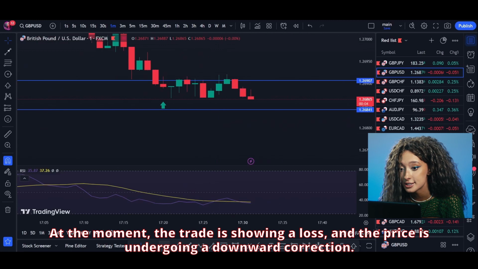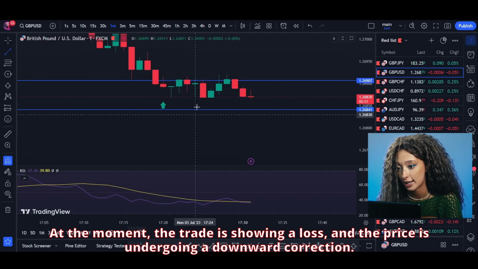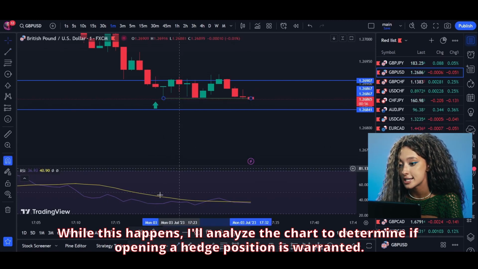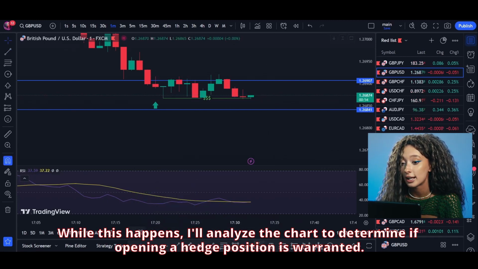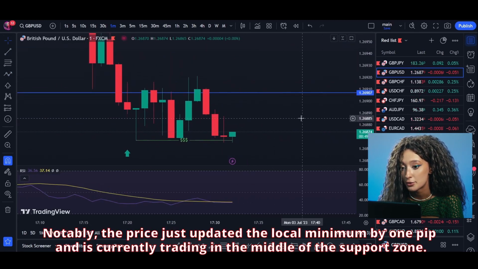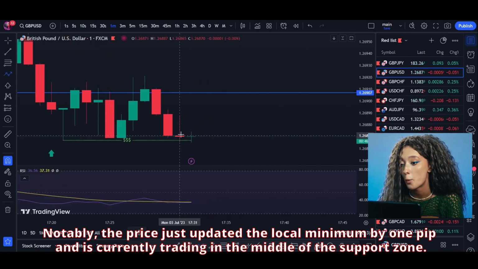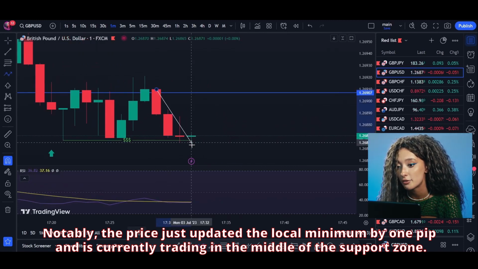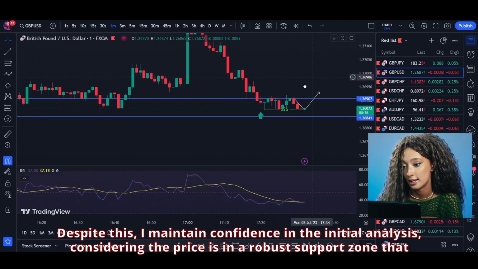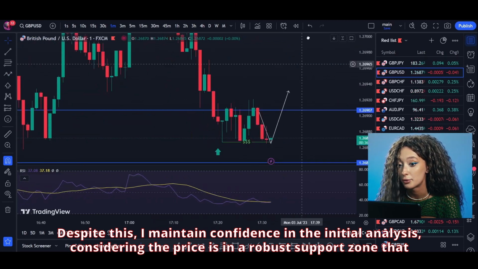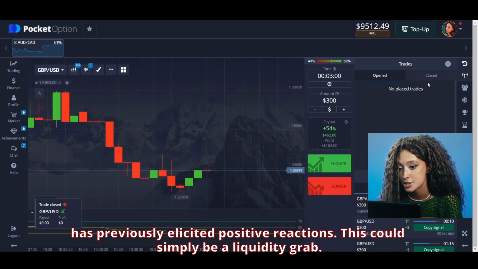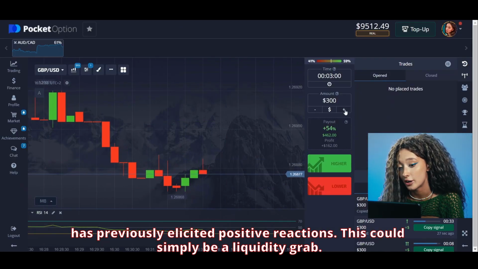At the moment, the trade is showing a loss, and the price is undergoing a downward correction. While this happens, I will analyze the charts to determine if opening an additional position is worthwhile. Notably, the price just updated the local minimum by 1 pip and is currently trading in the middle of the support zone. Despite this, I maintain confidence in the initial analysis. It is a robust zone that previously produced a positive reaction, so this could simply be a liquidity grab.